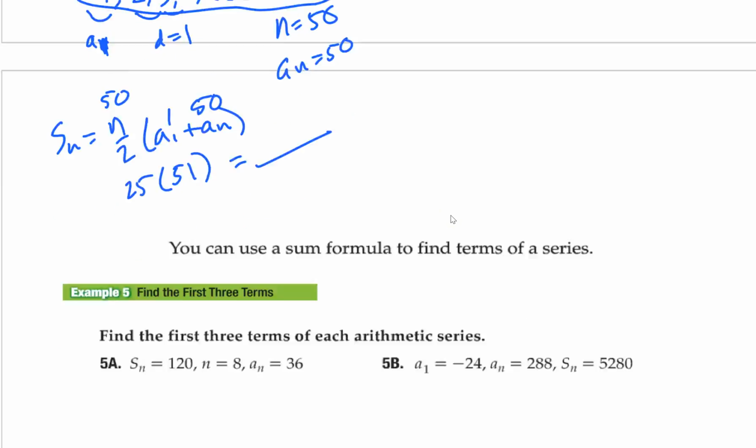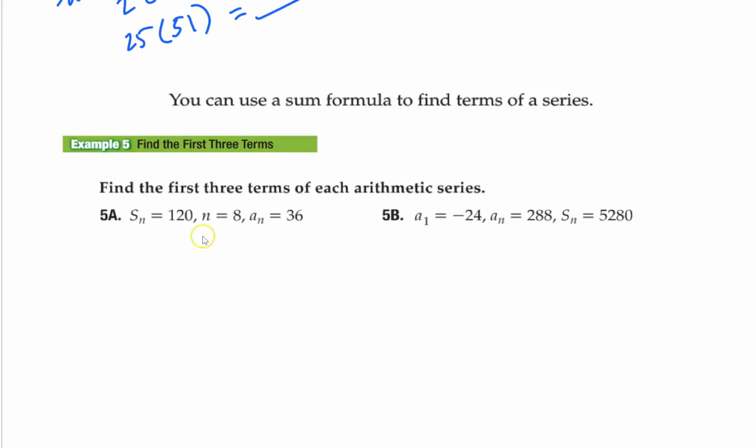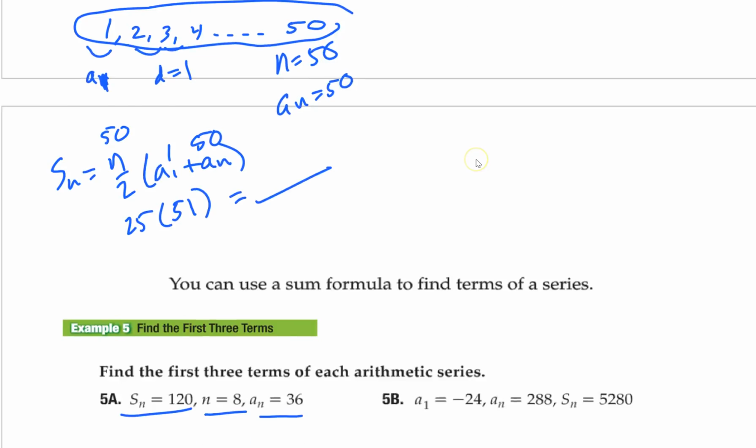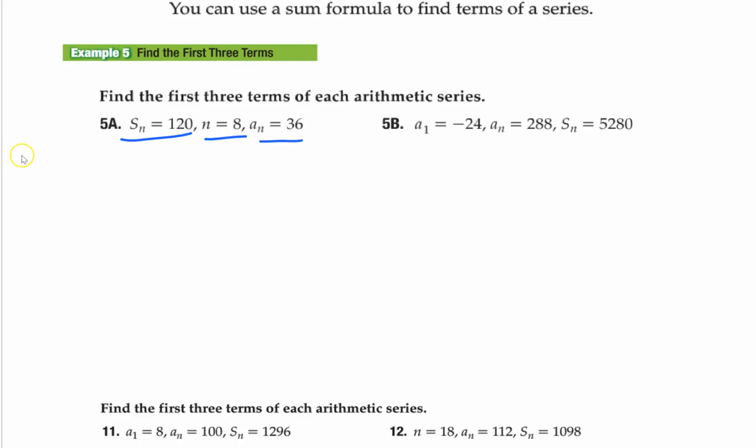Now let's go a little backwards. By backwards, I mean we're going to use a sum formula to come back to find the first term, or in this case, the first 3 terms. So again, look at what they give you. S_n, n, and a_n. The only formula that has all 3 of those is the one I'm actually not a fan of, but I used a lot, which is S_n equals n over 2, a_1 plus a_n. Let's plug in what we have. This is 120, n is 8, and a_n is 36. So look, if I do that, I can find out what a_1 is.